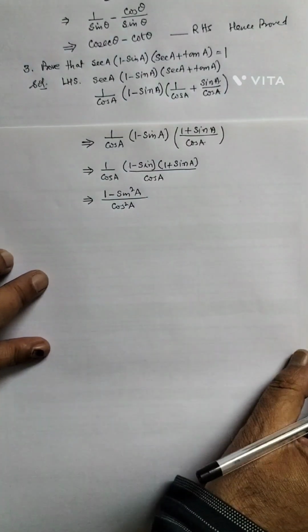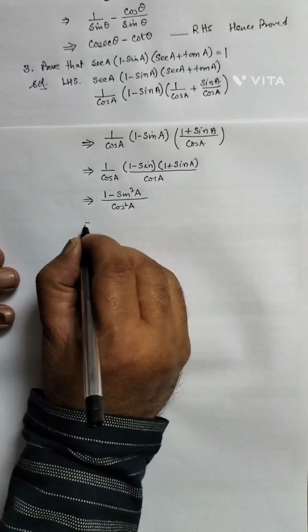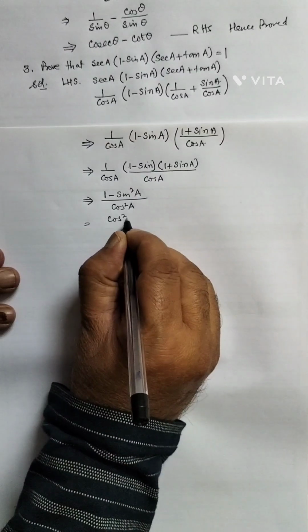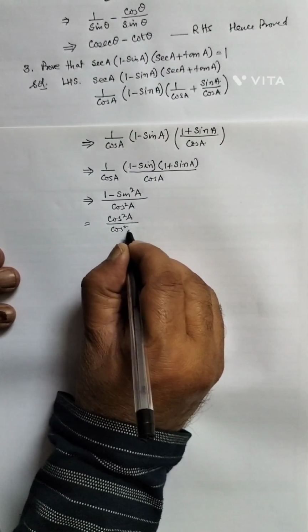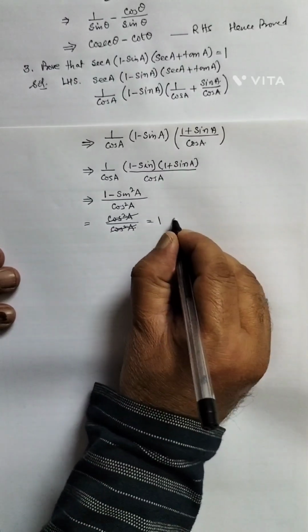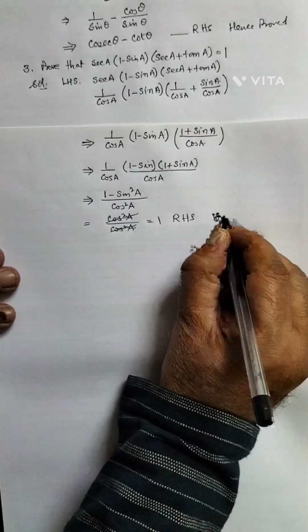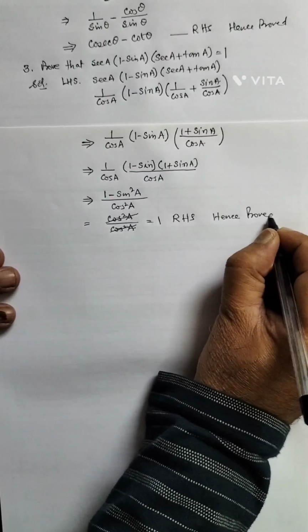Now, 1 minus sin square A is nothing but cos square A upon cos square A, which cancels to give us 1, which is right hand side, and thus we have proved the identity.